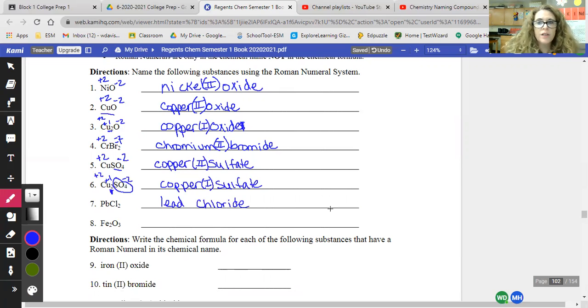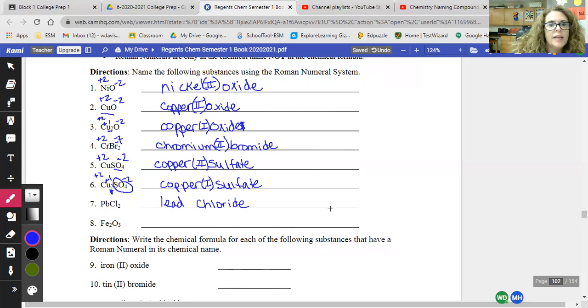And so now I find lead, and where are you? Lead, there it is. And it has more than one oxidation state, so it needs a Roman numeral. I'm not even going to look at what those oxidation states are on the periodic table, because those don't matter. I have to figure it out.